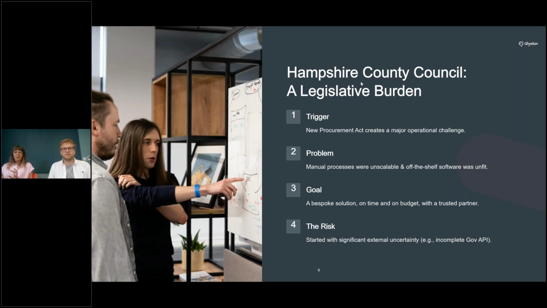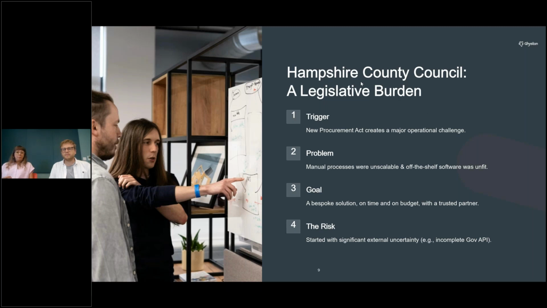So a big thing that often happens at the beginning of projects is the unknowns. Quite a big unknown for us was we needed to use an API from the government, and that API was incomplete. So we needed to start the project not knowing the full potential of that, but that's okay. We built that into the process and made a start.